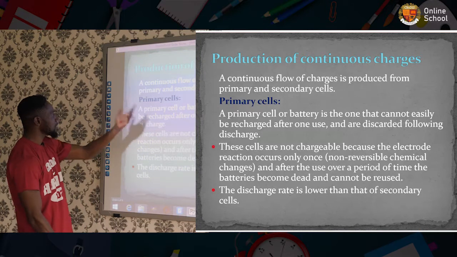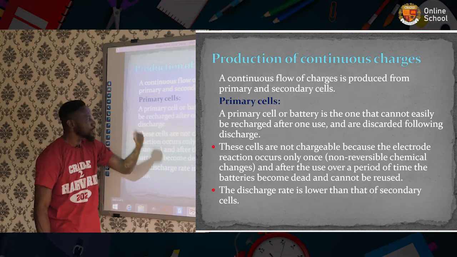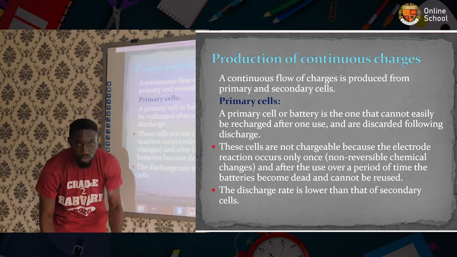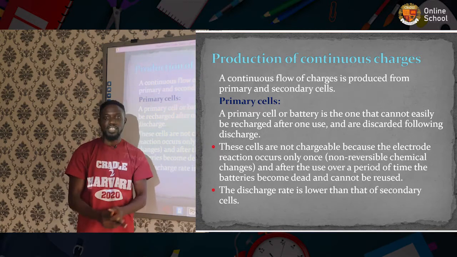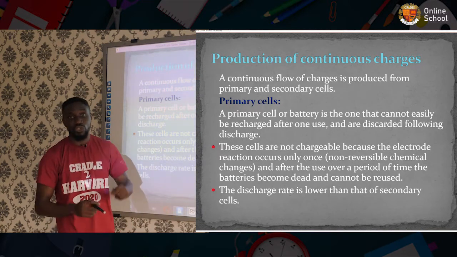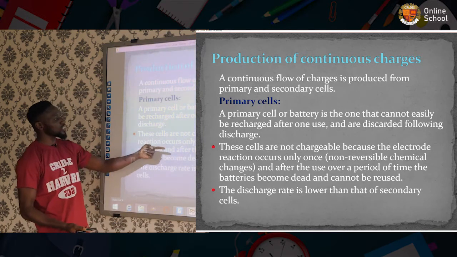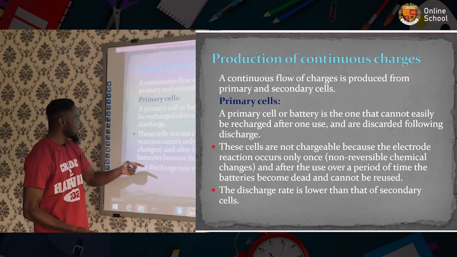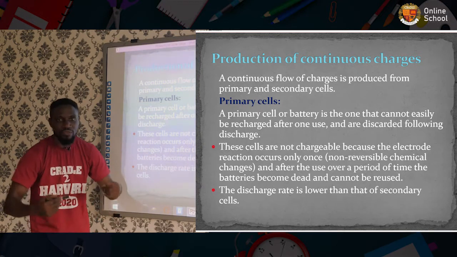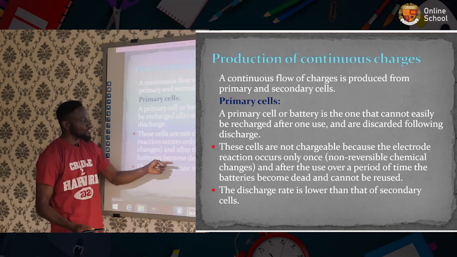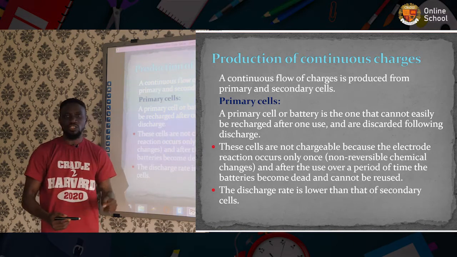Let's start. What is the primary cell? A primary cell or battery is the one that cannot easily be recharged after one use and is discarded following discharge. What is it saying? It is that battery that once you use it once, you cannot recharge it anymore. These cells are not chargeable because the electrode reactions occur only once. It's called a non-reversible chemical change. And after use over a period of time, the batteries become dead and cannot be reused.